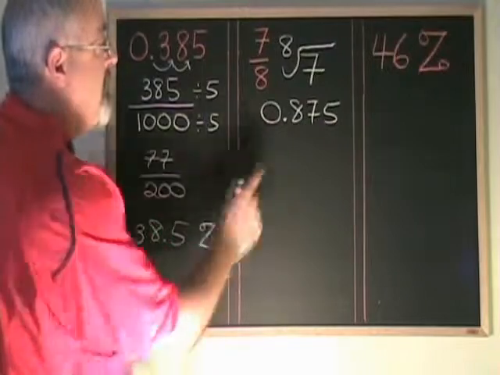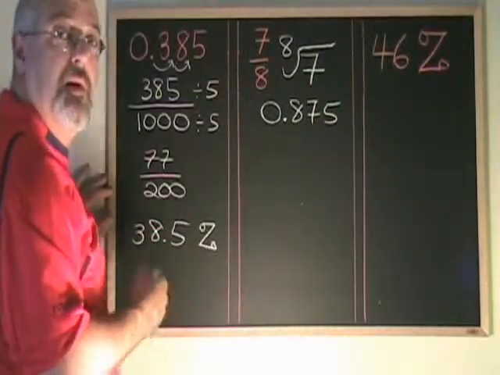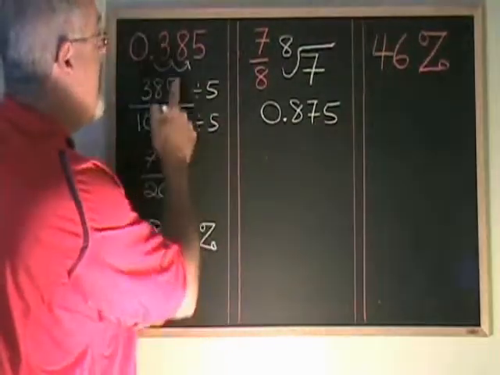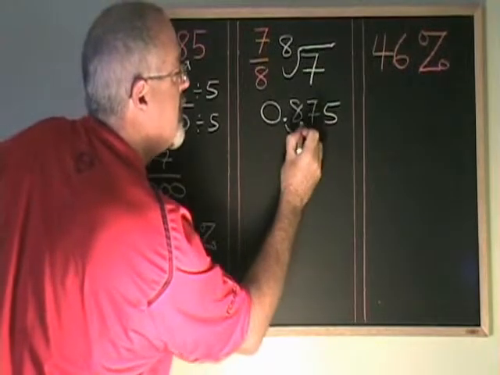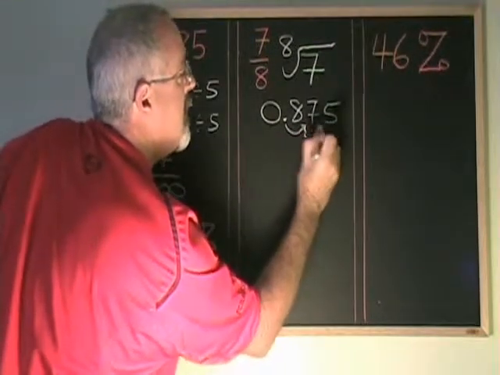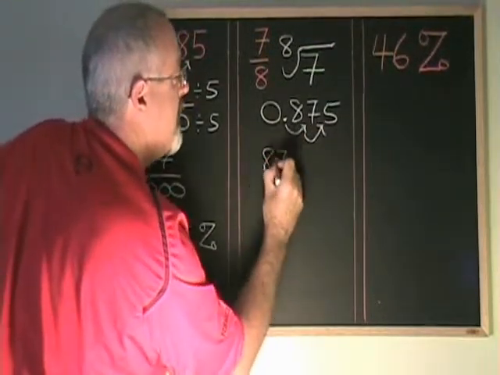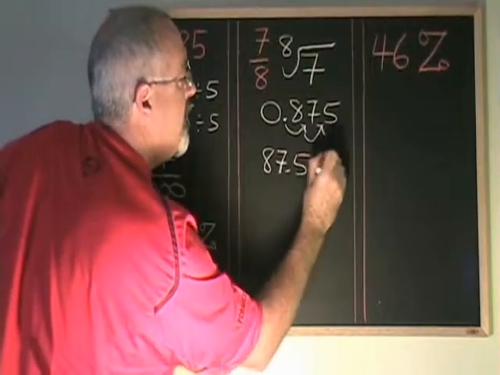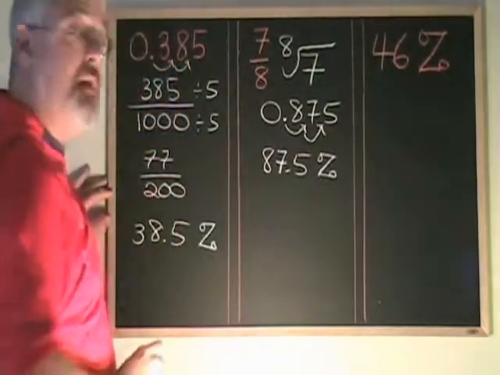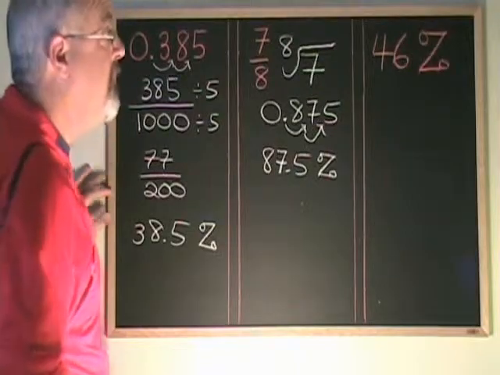Now we have to convert 0.875 into a percentage. Again, we move the decimal 2 spaces to the right. And we get 87.5%. Don't forget the percentage sign.